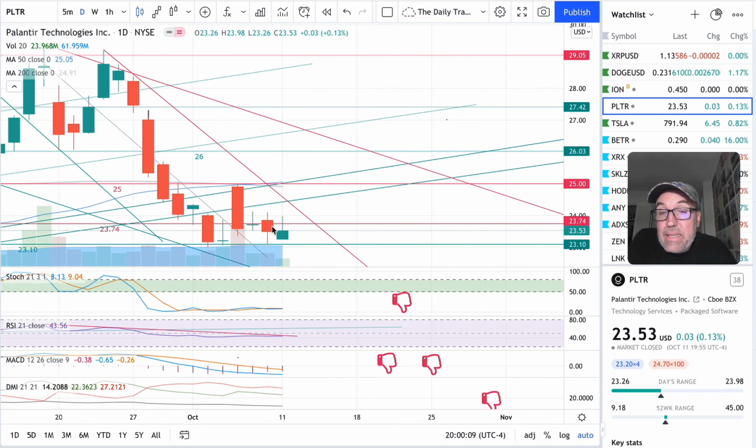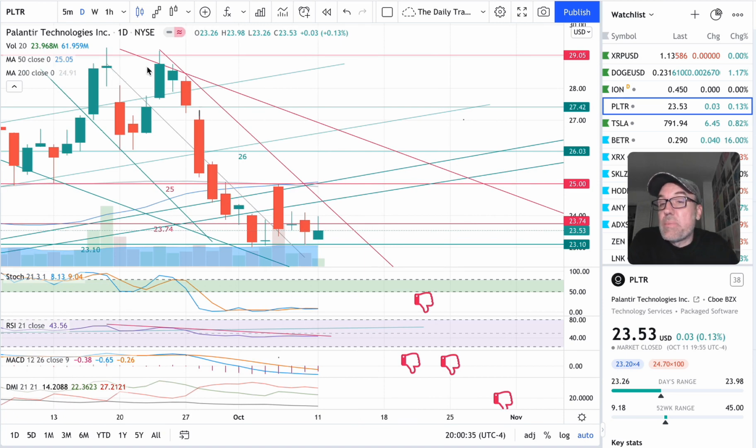So we had a red candle on Friday that went as low as the support at 23.10 and went pretty high here. So now today we are making a higher low, but a lower high at the same time with a green candle. So green candle is always nice to see. But the fact that the high is a little bit lower is a little bit sad.